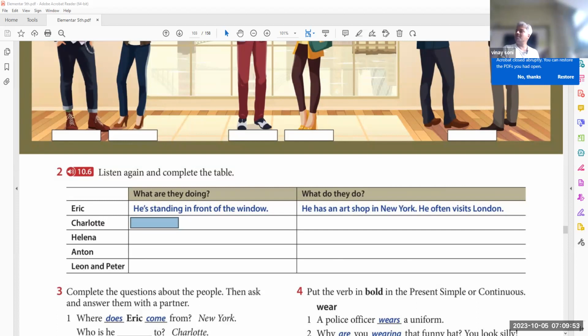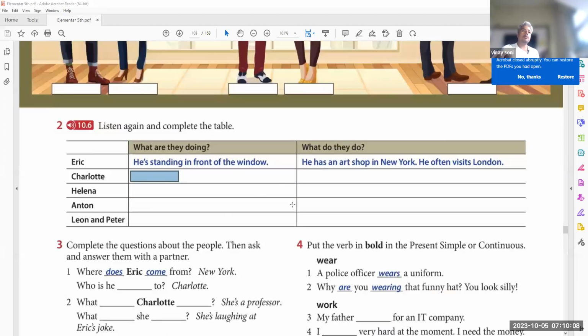Can you get me a glass of water? Can you bring me a glass of water? Get me a glass of water, okay? And what do they do, Leon and Peter?